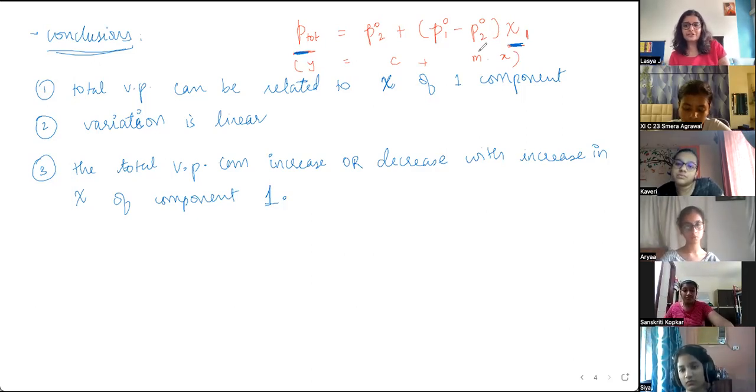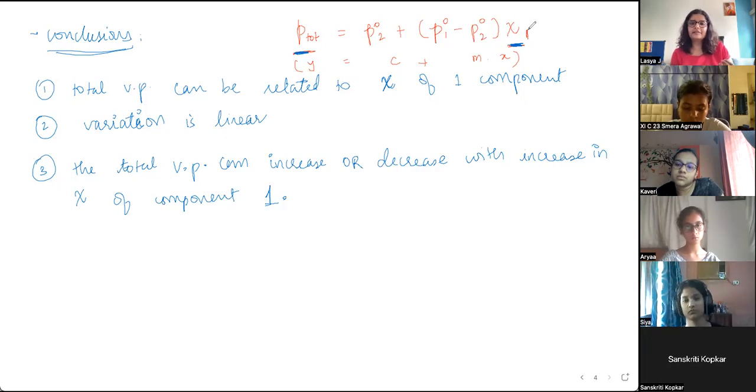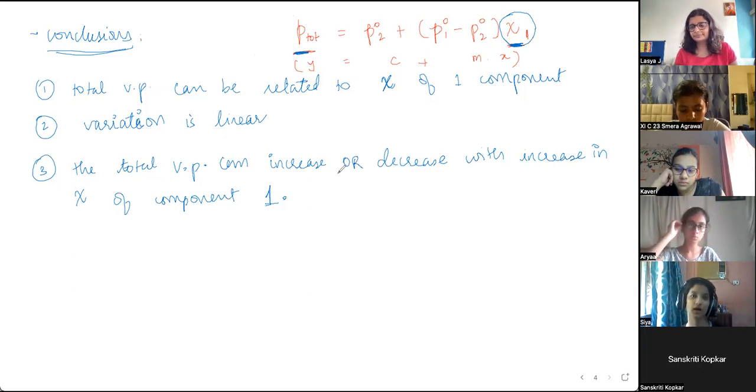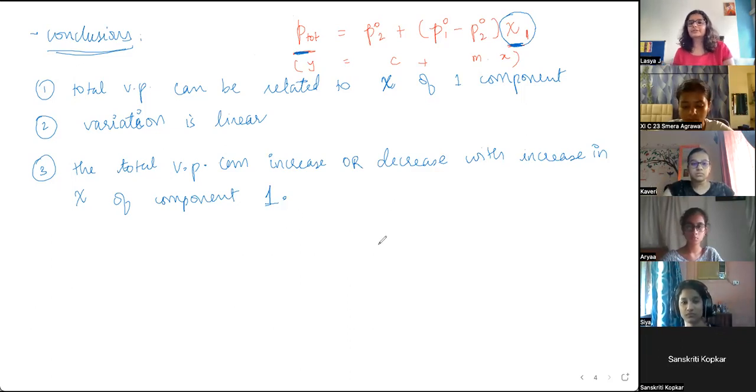Can you say for sure, for a fact, that if I increase the concentration of this component, तो मेरा total vapor pressure भी increase होगा? Can you say that? Yeah. You can. Okay, Sia is saying yes. So फिर why am I saying increase or decrease? What is the catch here?